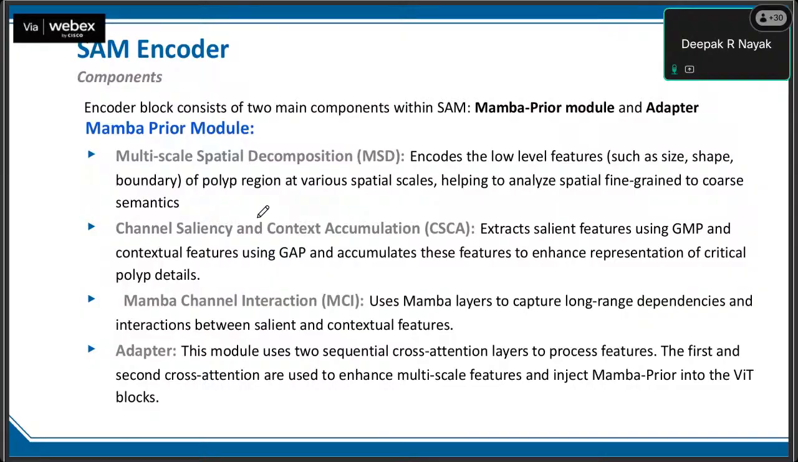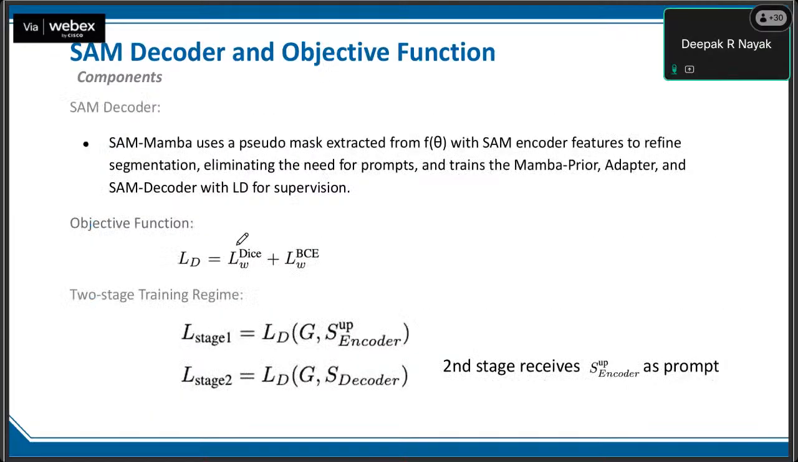And here are the details of all the components of the proposed Mamba prior module, and how the training stage is different. You can see what kind of objective function or loss function we have used. It's a combination of dice loss and binary cross entropy loss. The training is a two-stage process, where in the first stage your task is to compute the loss between the ground truth and the output from the encoder. In the second stage, we also fine tune the decoder as well as the encoder part. Especially in the encoder, we are only looking at the adapters, not the ViT blocks or the SAM blocks.